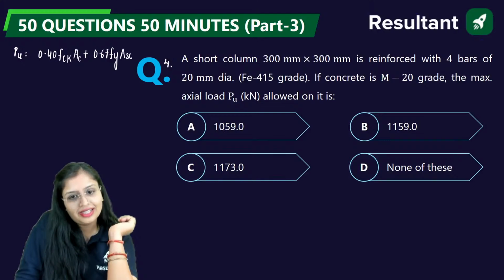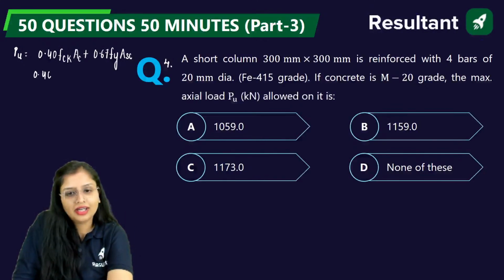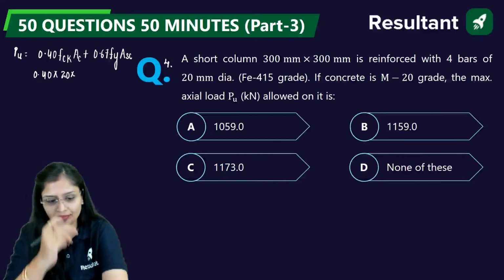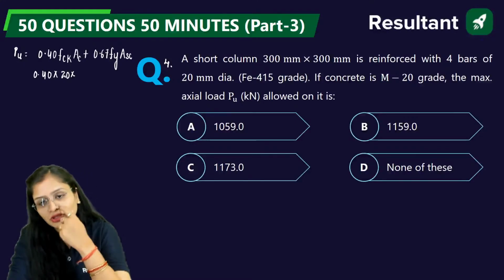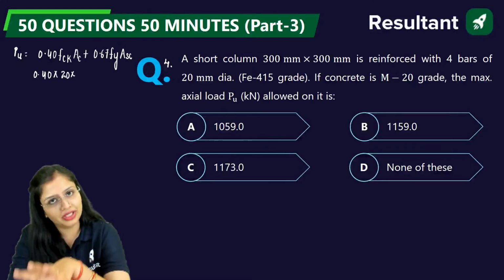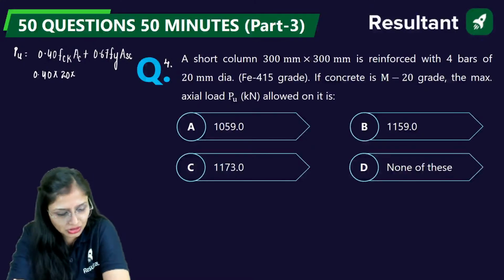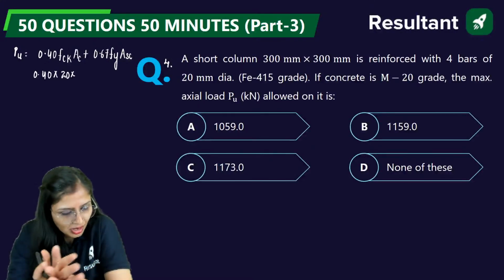Come on guys. The grade is already given to you, so it will be 20 MPa. Area of concrete. How will you find the area of concrete? Either you leave such questions, or if you are good at approximation, then kindly attempt these questions. Come on, waiting. How will you do it?